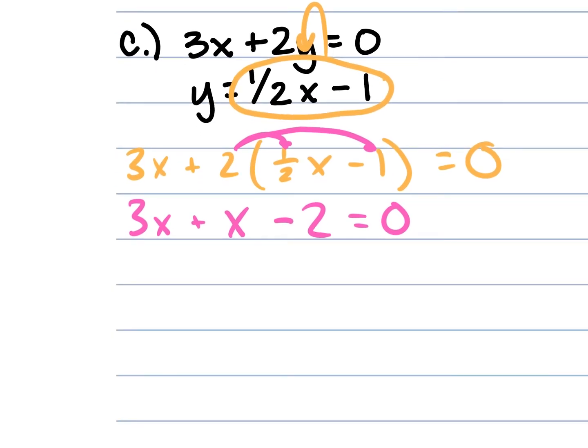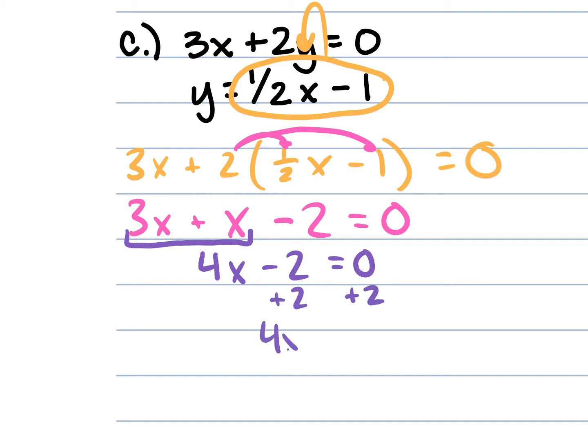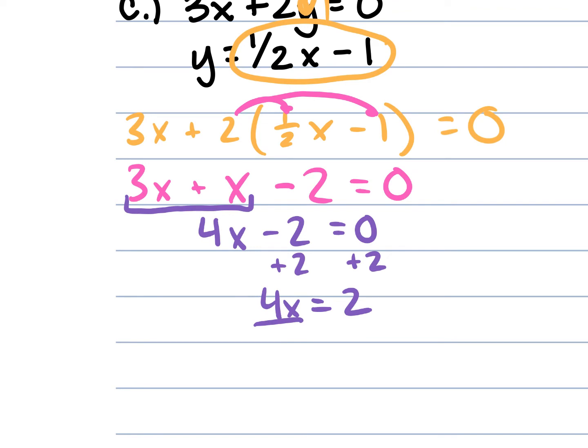What can I do next? Combine like terms. So since they're on the same side, I just add them together. So 3x plus x would be what? 4x. What can I do next? Add 2. So 4x is equal to 2. And then divide by 4. So x is equal to 1/2. Perfect. We have 2/4, but this simplifies. I can divide 2 by 2, and I can divide 4 by 2, so it becomes 1/2.